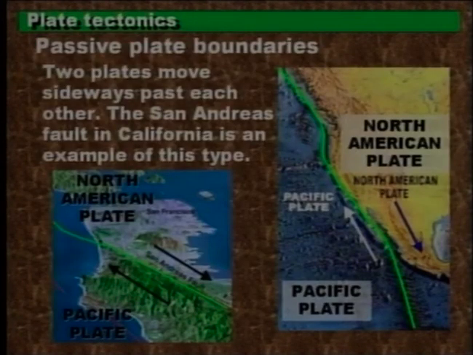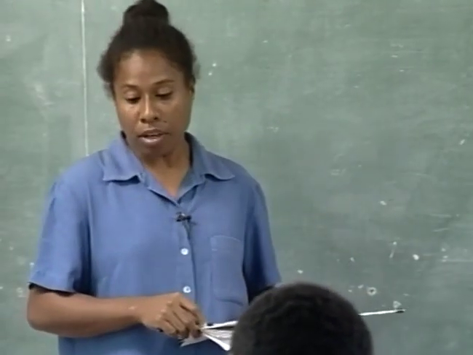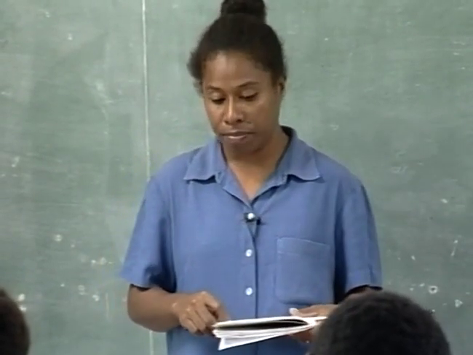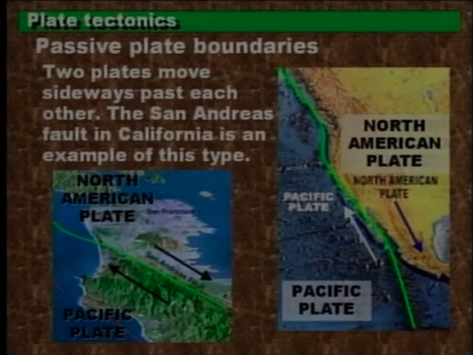The boundary where two plates slide past each other is referred to as a passive or conservative plate boundary. A classic example of a passive plate boundary would be that of the North American plate and the Pacific plate. As a result of that movement, a feature which is created is the San Andreas Fault.